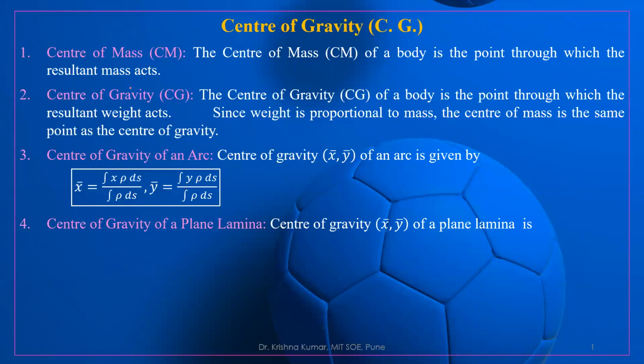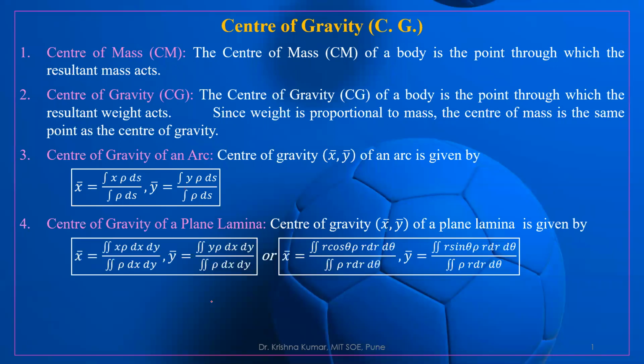Similarly, the center of gravity of a plane lamina is based on double integration. So x bar is the double integration of x rho dx dy divided by the double integration of rho dx dy. This is the mass. Rho dx dy is the mass of the area.